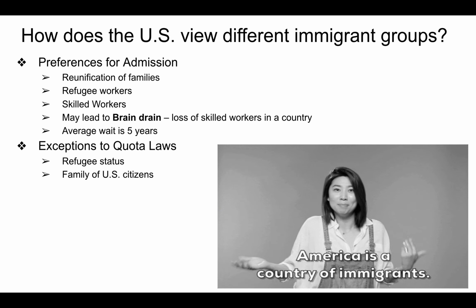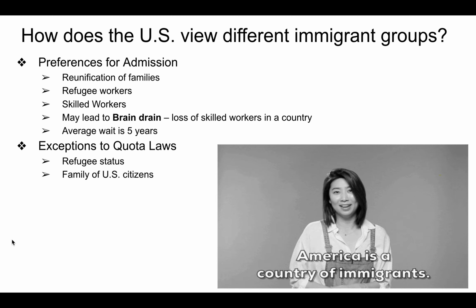Average wait is about 5 years to gain legal admission into the U.S. And other exemptions to the quotas are the refugee status, providing a safe haven from political oppression, and then chain migration, family of citizens.